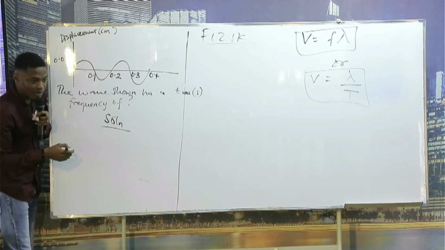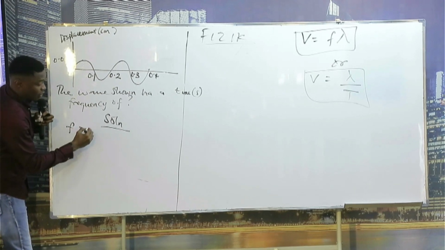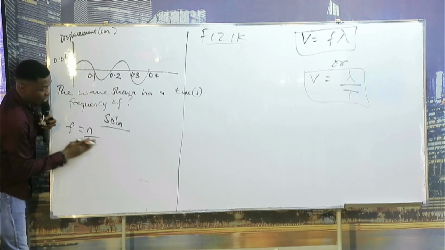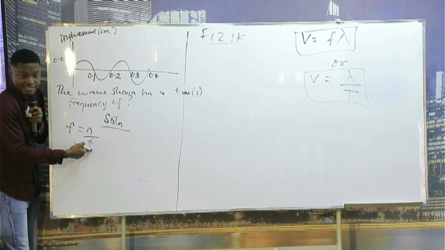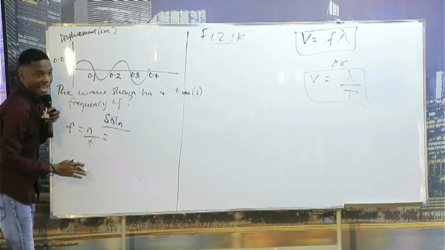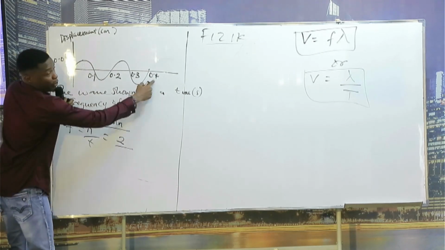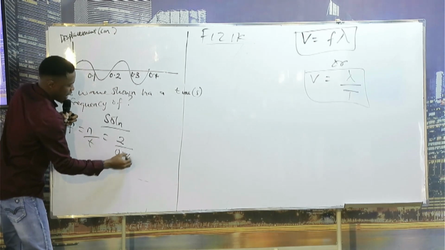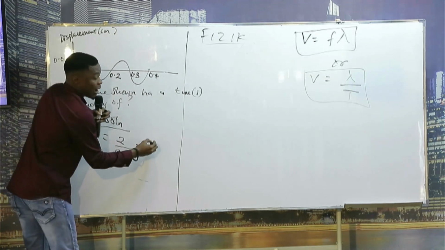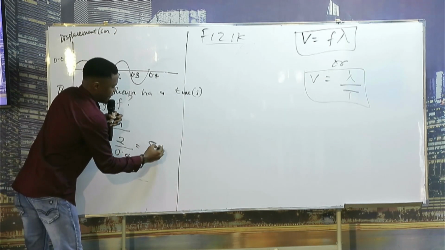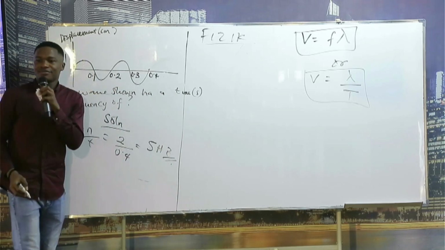F is equal to N over t, right? Small t, not big T. N here is 2, over big T is 0.4. And that will give me what? 5. 5 hertz. And that is our answer.